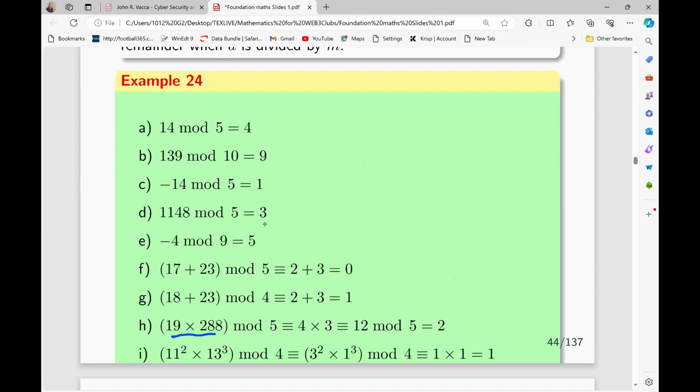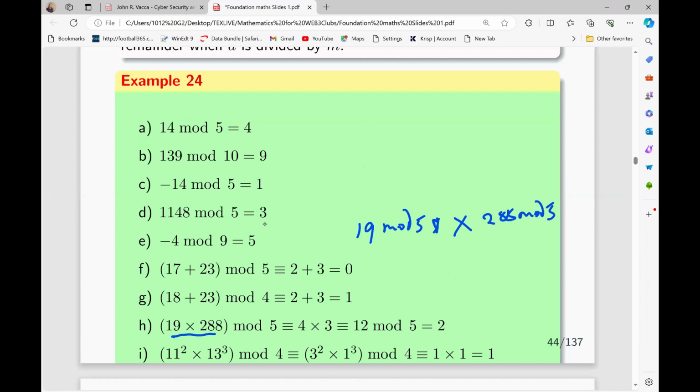These are smaller numbers. This one your calculator can handle. So you can multiply this using a calculator, divide by 5, and then note the remainder. But in many cases this number will be larger. So if those cases arise, then you just write this as 19 mod 5 multiplied by 288 mod 5.